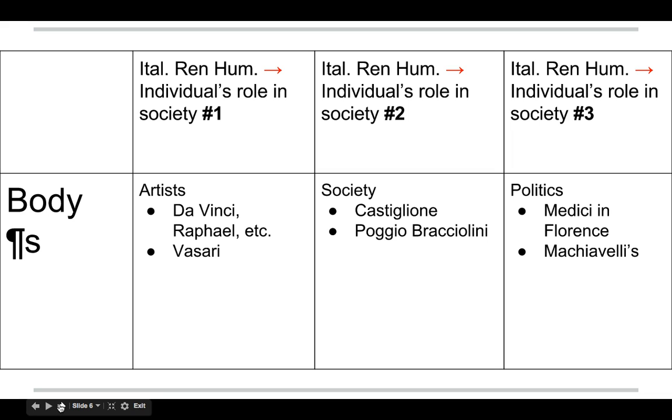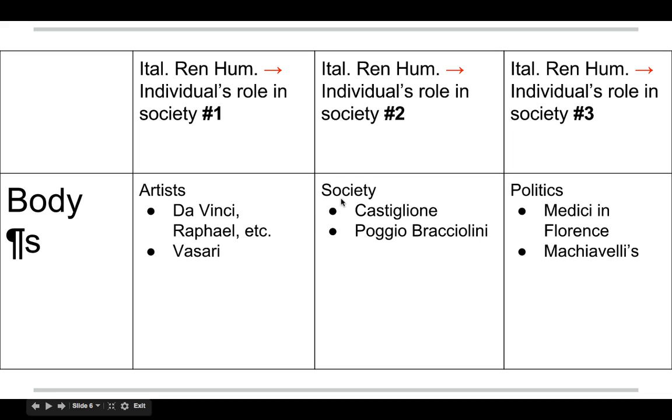So very briefly, I just thought, okay, I'll talk about the way humanism prioritizes artwork and individual accomplishment in artwork, and then mention some artists and paintings that we've seen, and also mention Vasari, who we've talked about, and his celebration of individual accomplishment in his group biography.